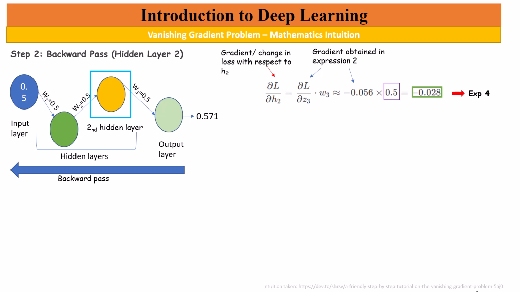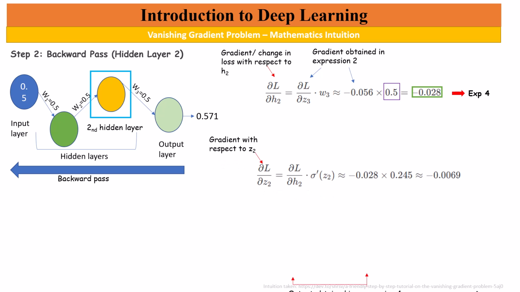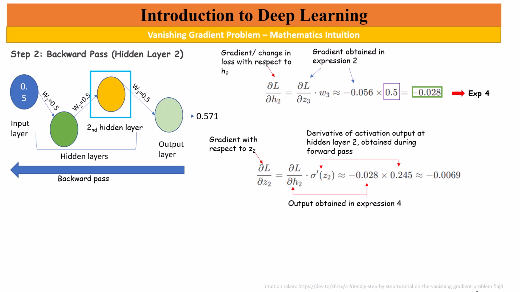Now we see how the weighted input Z2, that is the input obtained before applying the activation function at hidden layer 2, affects the loss. This is done using expression 5. We multiply the result obtained in expression 4, which is -0.028, by the derivative of the activation function, sigmoid in this case, which is 0.245. The result, -0.0069, shows that the influence is getting smaller. It may be called expression 5.